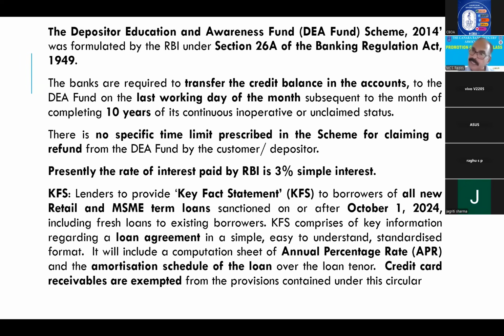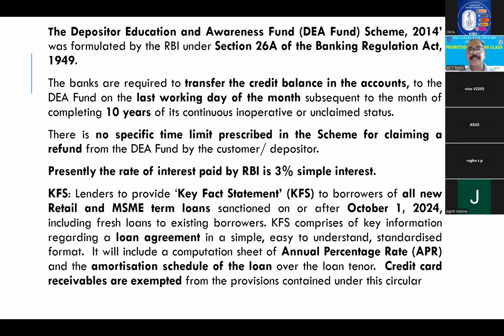Suppose by last month, October 31st, inoperation has completed 10 years. Then it has become unclaimed. That account you have to transfer by current month end. Previous month, 10 years over, then current month end. By November 30th, you should transfer it to DEAF fund. This is periodicity. In which month it has completed 10 years, subsequent month end, you should transfer to DEAF fund. Right?